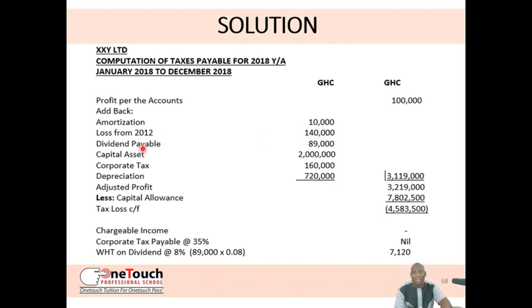Dividend is after tax. So you don't pay dividend and then come and charge it as an expense in accounts. So if they have done that, what do you do? You add back. Capital asset is a capital expenditure. You cannot charge capital expenditure in an income statement. So what do you do? You add back.